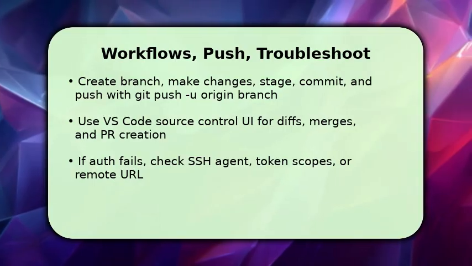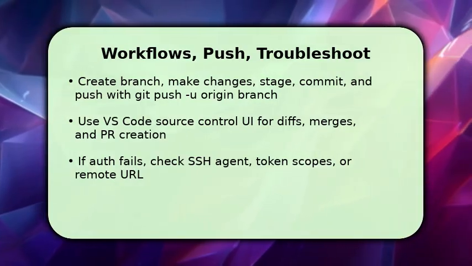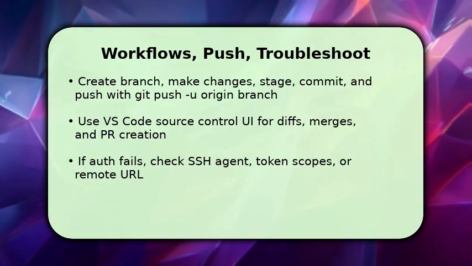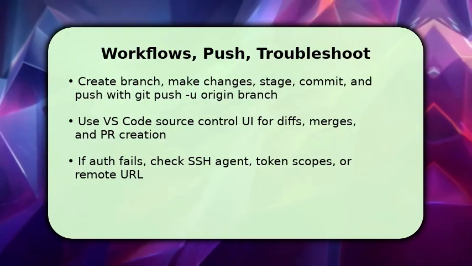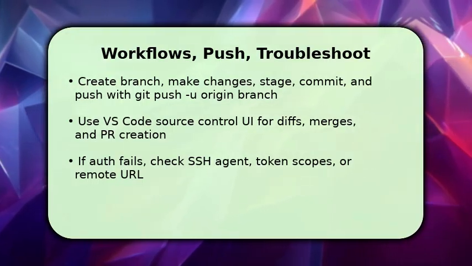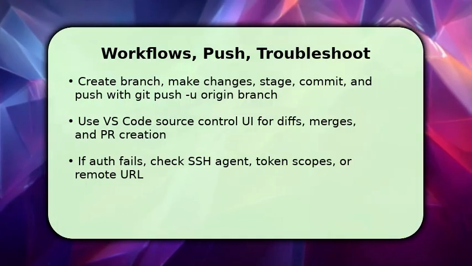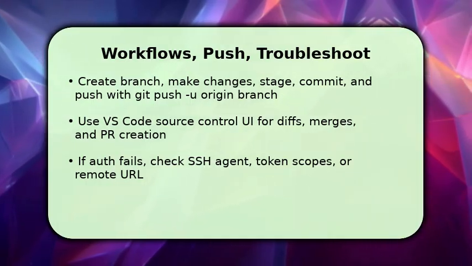You will finish by establishing a simple workflow. Create a branch, make edits, stage and commit changes, and push with git push -u origin <branch>. Use VS Code's source control pane to review diffs and resolve merge conflicts. Then create a pull request directly from the editor to complete code review.